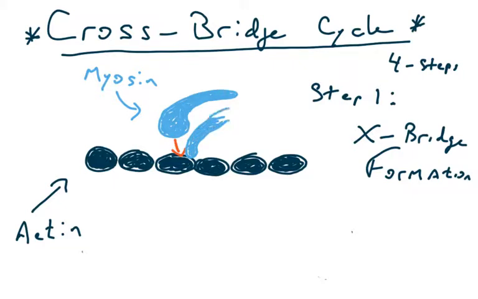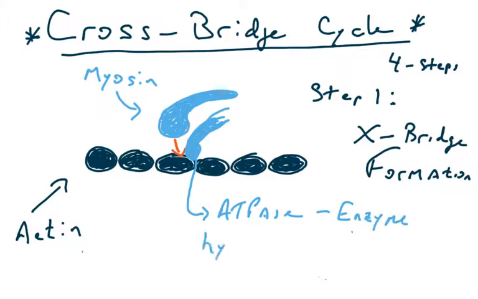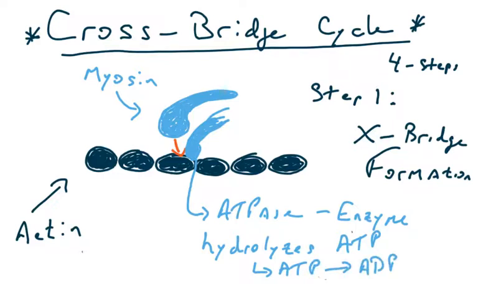And within the myosin head, we have an enzyme called ATPase. What ATPase is, it's an enzyme that hydrolyzes ATP. So what this means is ATP becomes ADP plus 1 inorganic phosphate.